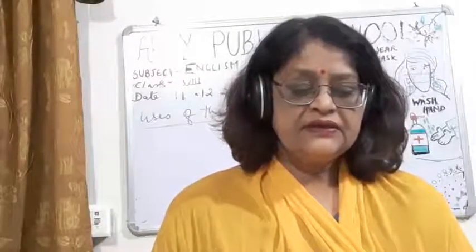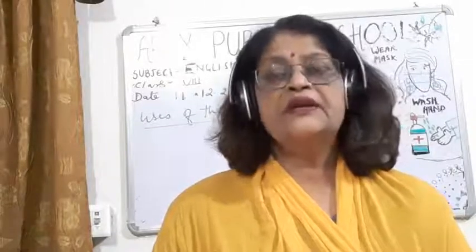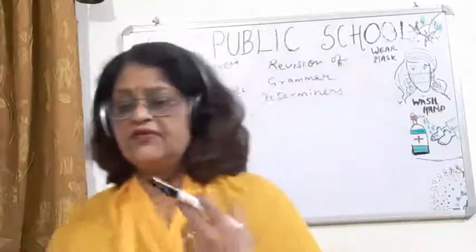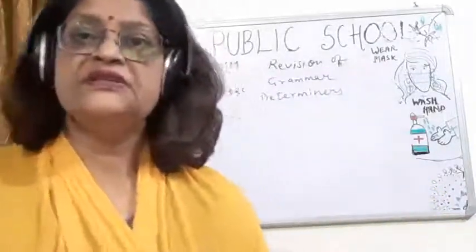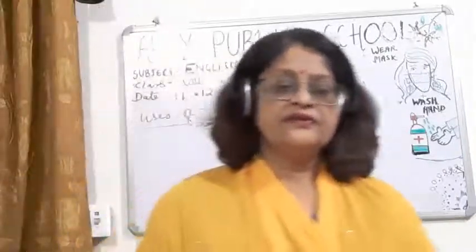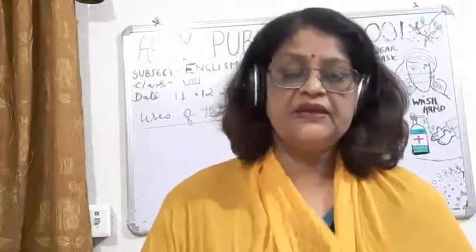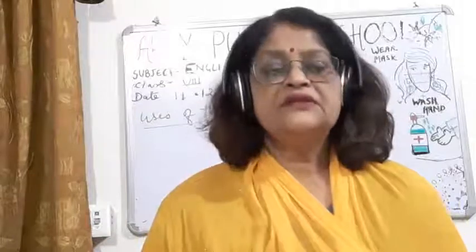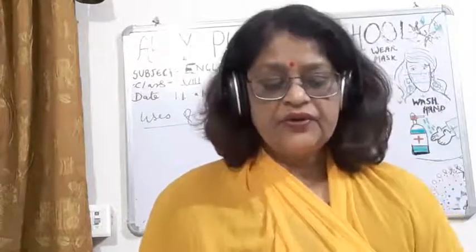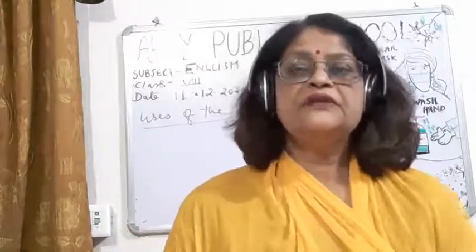Then children, it is used with a singular noun when it refers to a particular class or group. Like children, the rose is a flower which gives sweet scent. The rose is a flower which gives sweet smell. So this singular rose is telling you about a particular class or group. And what is that group? That is the roses.